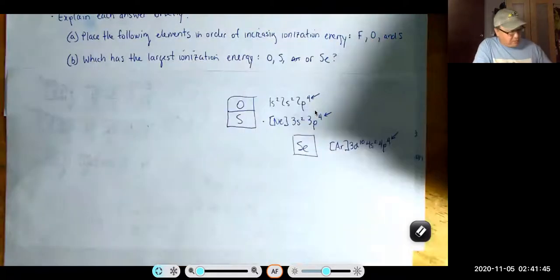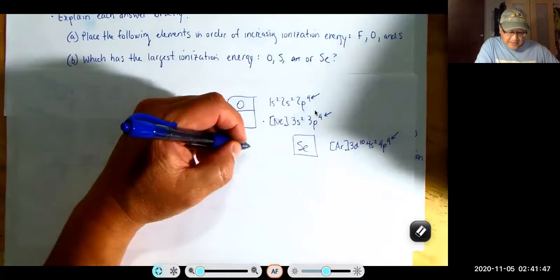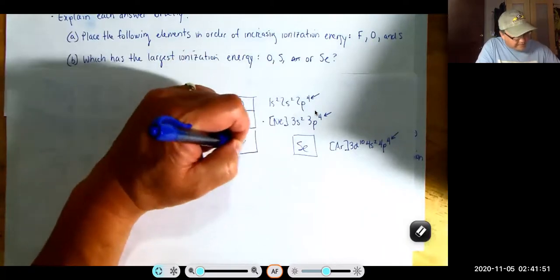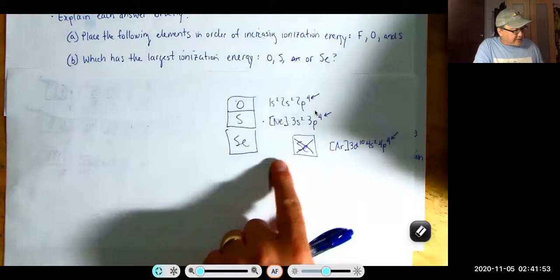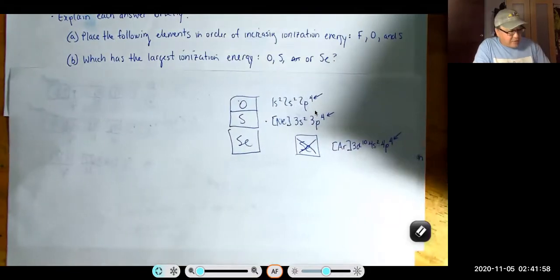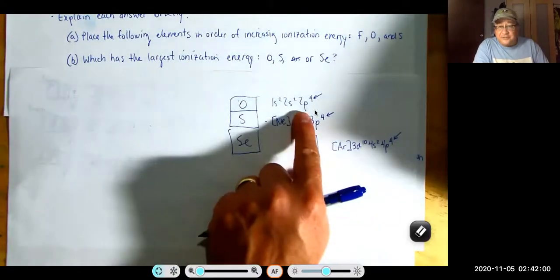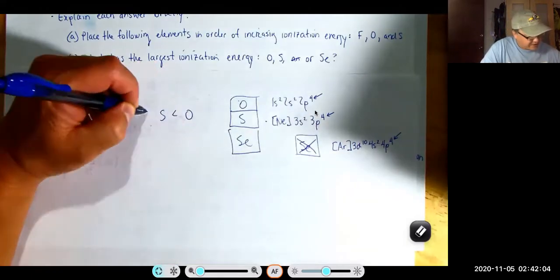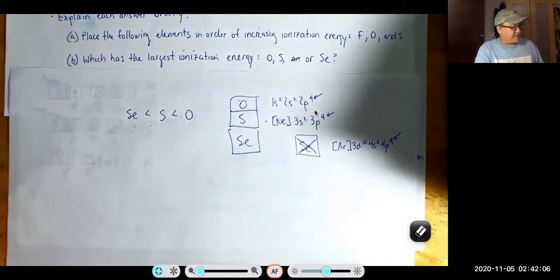So this one, oh, I made the mistake here. It should be oxygen, sulfur, and selenium is right below that. So if you take a look at this, which one's going to be the hardest one to take away from? This one, because it's closer to the nucleus. So you got to say oxygen is greater than sulfur is greater than selenium. So this one's a slam dunk.